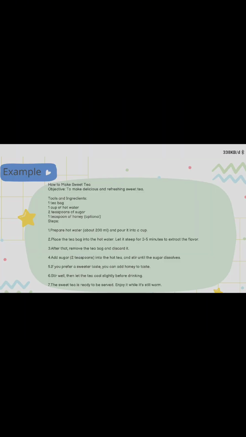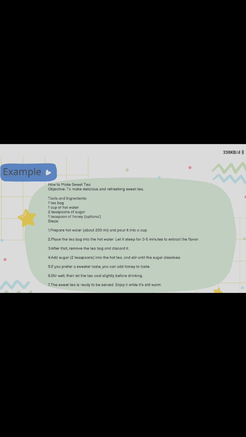At this time, I will give you one example of procedural text. We have how to make sweet tea. Objective: to make delicious and refreshing sweet tea. Tools and ingredients: 1 tea bag, 1 cup of hot water, 2 teaspoons of sugar, 1 teaspoon of honey, which is optional. Steps: the first step is prepare hot water, about 200 ml, and pour it into a cup.